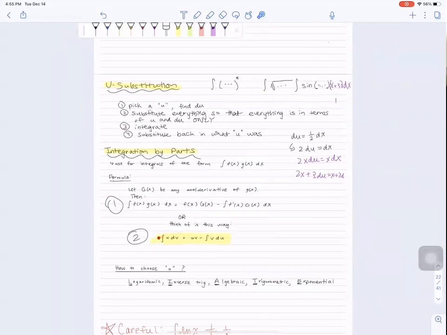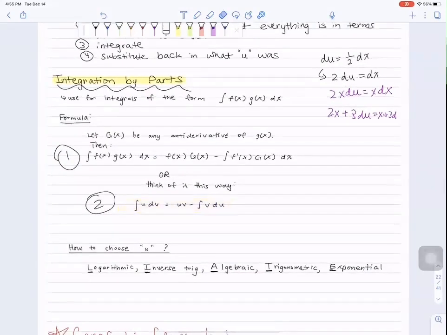Integration by parts, I like this highlighted formula. It's easier to remember. You just remember uv minus integral v du. How do you choose u? You can use this LIATE acronym. If you see any logs, that's the first thing you want to choose for u. Inverse trig is next. Algebraic is like polynomials, so if you see an x squared plus 3, maybe choose that. That might be a good choice for u. Then trig and exponential. So you go down the list of what you want to choose for u.